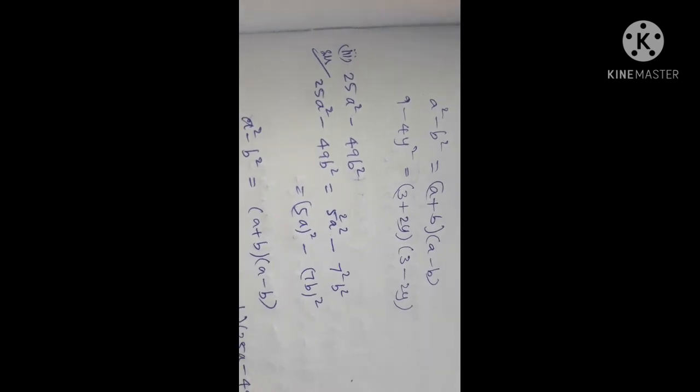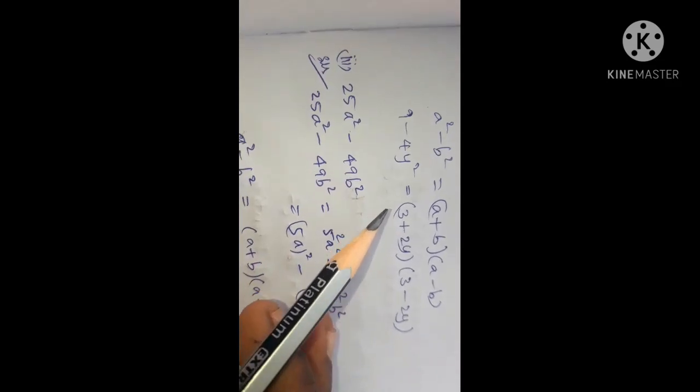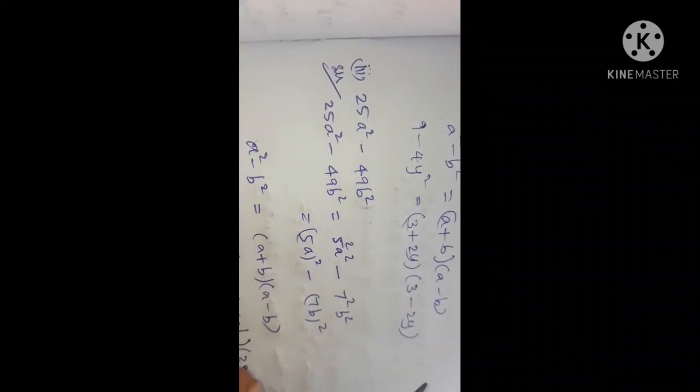Then your answer will be, a square minus b square equal to (a plus b) into (a minus b), which is 9 minus 4y whole square equal to 3 plus 2y into 3 minus 2y.